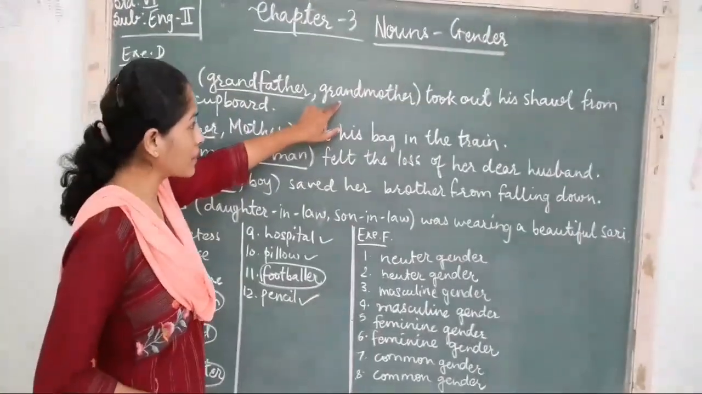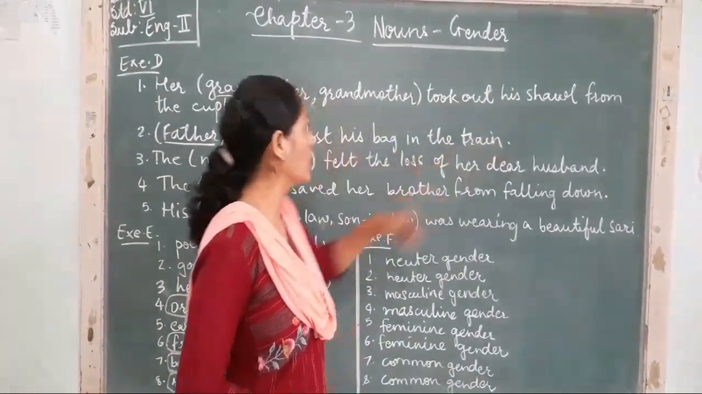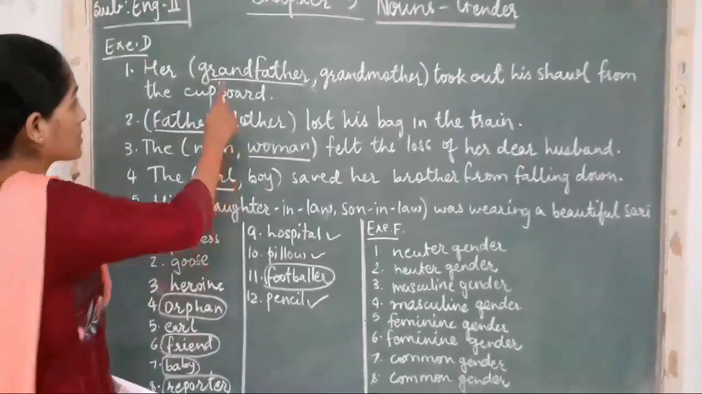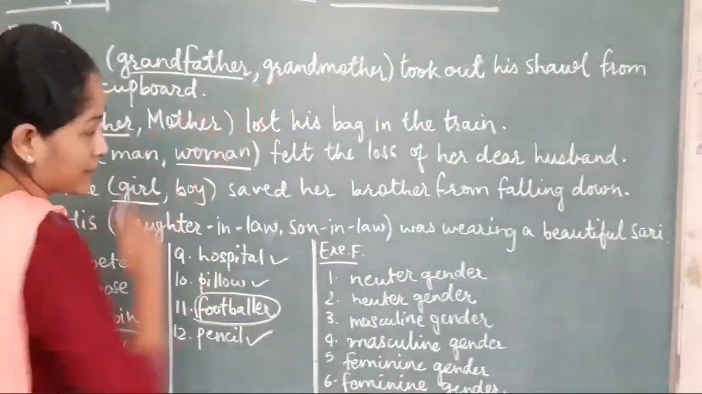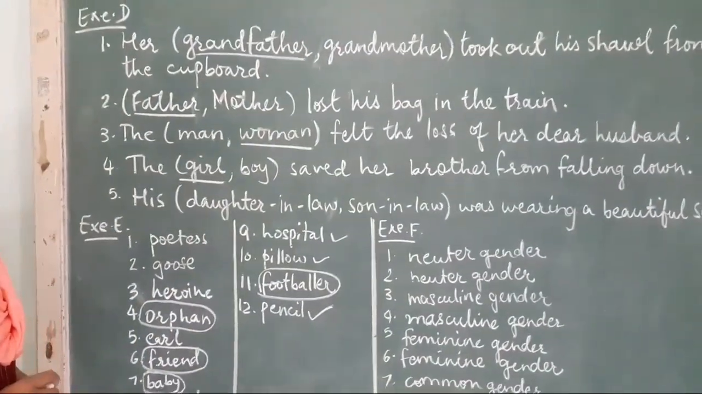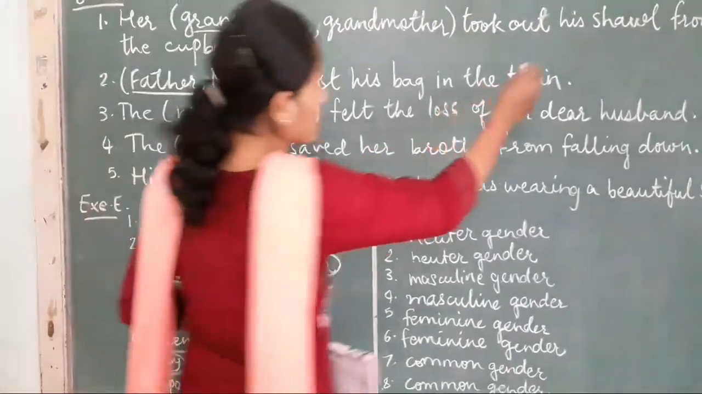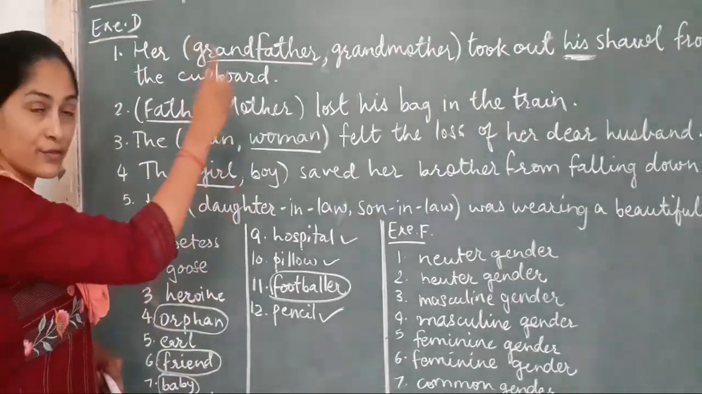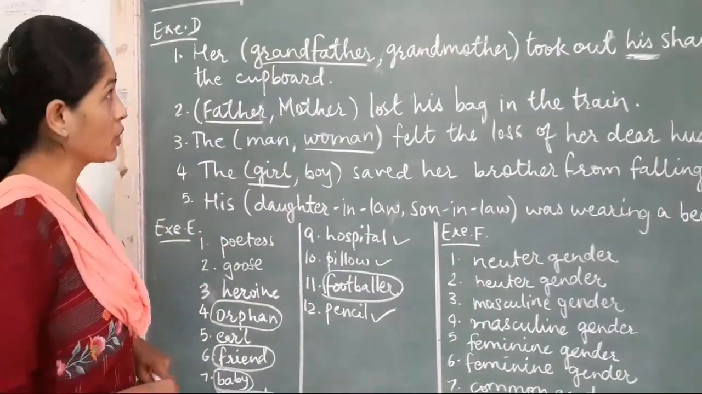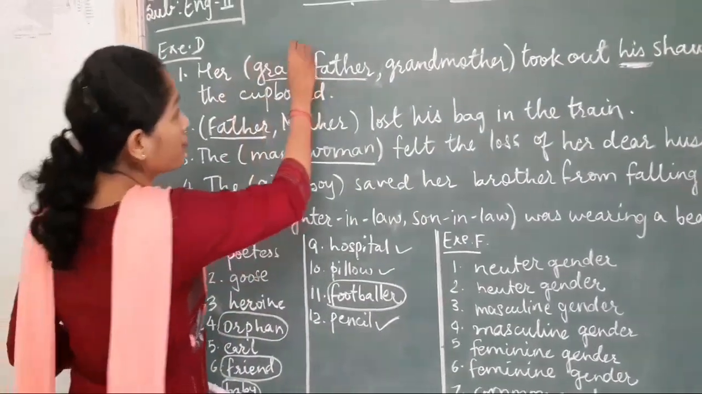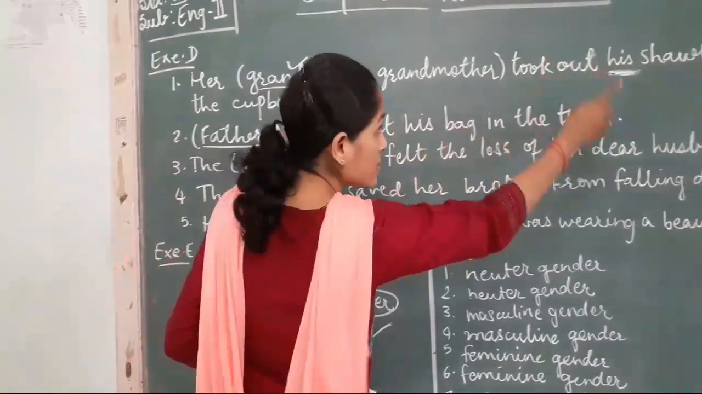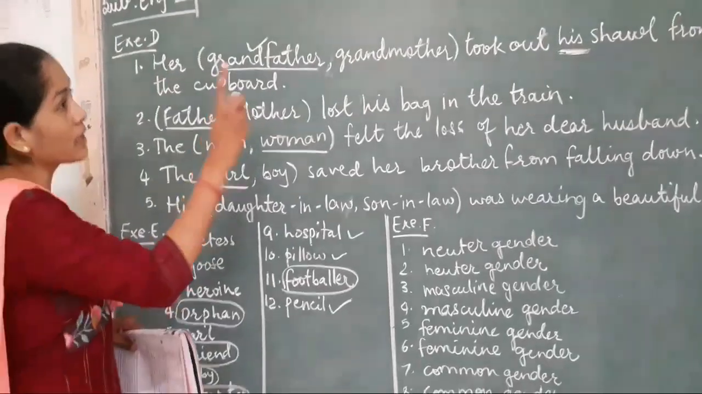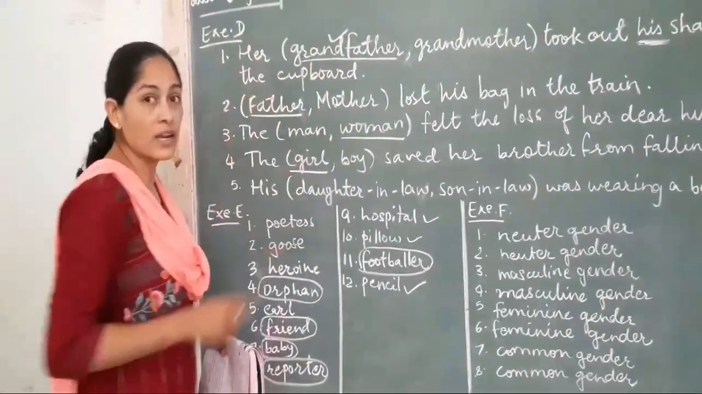First one. Her grandmother took his shawl from the cupboard. Now you have to choose the right word. Is it grandfather or grandmother? How will we come to know which is the right one? We have to look at this word his. From his we will come to know whether it is grandfather or grandmother. So, her grandfather took his shawl from the cupboard. Okay, for masculine it has to be his, and for that the answer is grandfather.